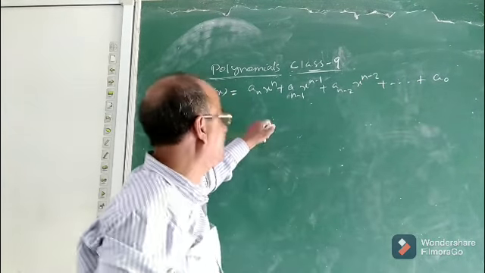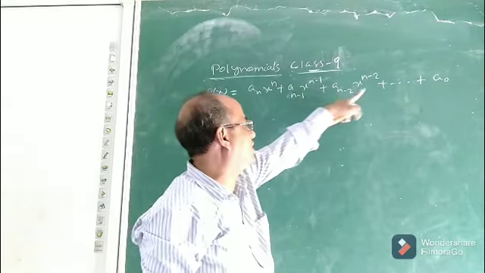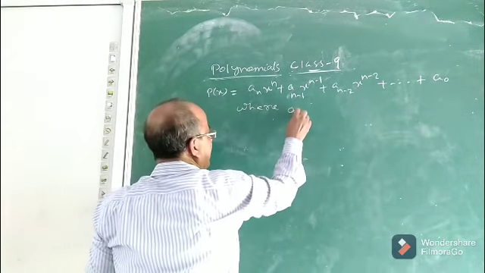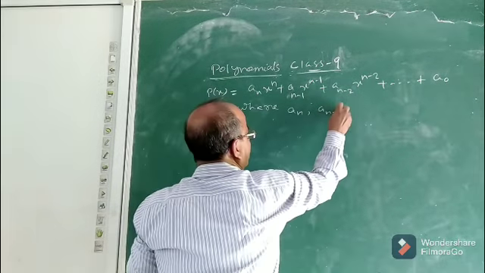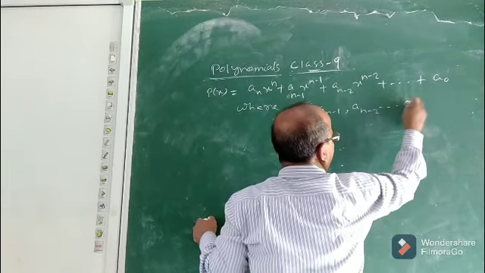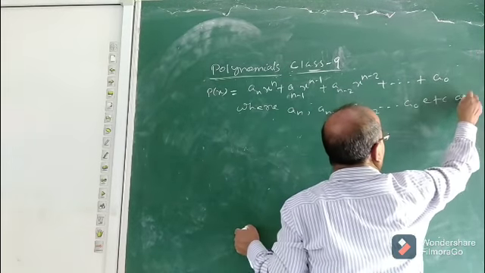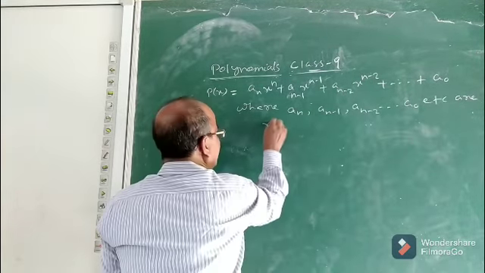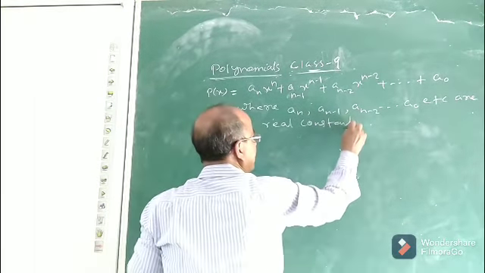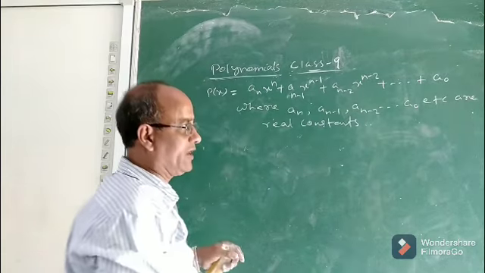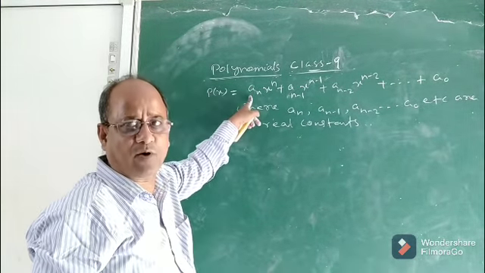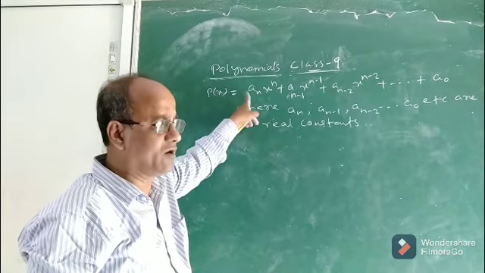So you will ask me, sir, what are a_(n-1)? These are what? Where a_n, a_(n-1), a_(n-2), etc., up to a_0 are real numbers or real constants. Real constants. Okay, and x is the variable. So this is the general form of an n degree polynomial.